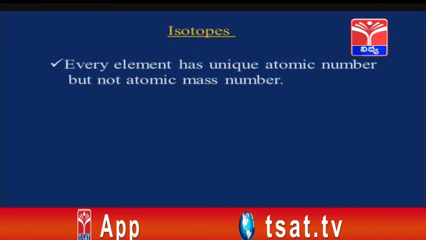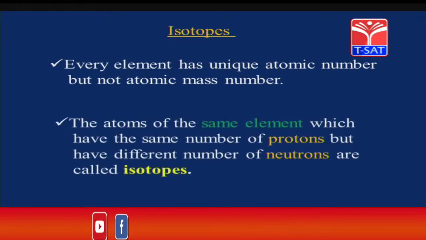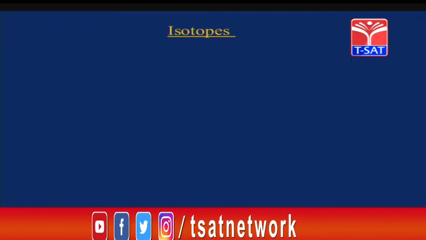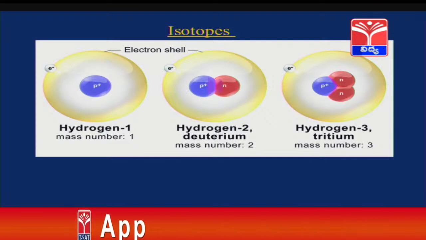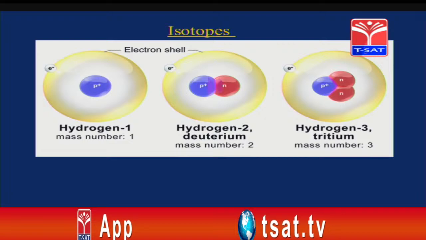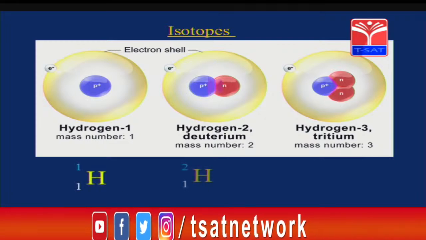Isotopes. Every element has a unique atomic number, but not atomic mass number. The atoms of the same element which have the same number of protons but a different number of neutrons are called isotopes. For example, hydrogen has 3 naturally occurring isotopes. Atomic mass number 1 is protium, atomic mass number 2 is deuterium, atomic mass number 3 is tritium: 1H1 protium, 1H2 deuterium, 1H3 tritium.